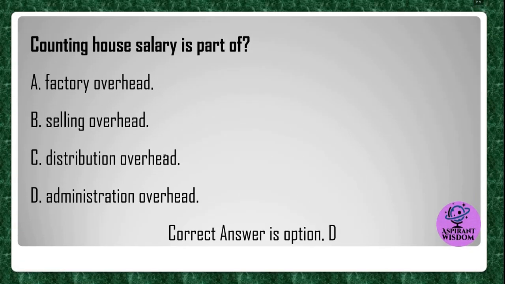Counting house salary is part of: A. Factory overhead, B. Selling overhead, C. Distribution overhead, D. Administration overhead. Correct answer is option D.